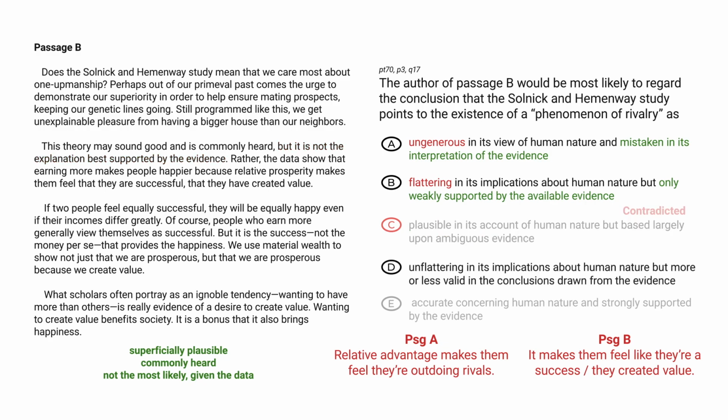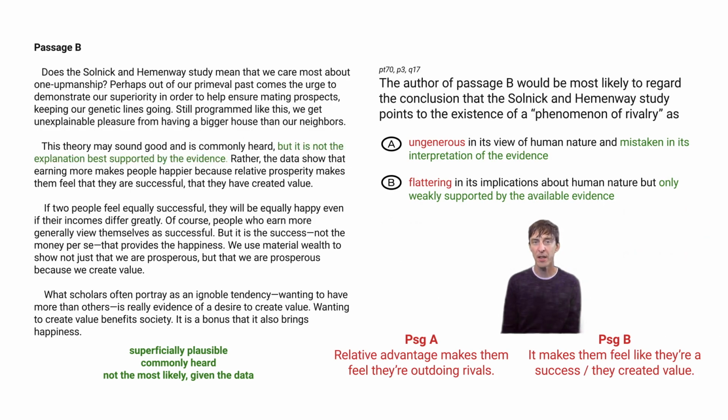Similarly, we could get rid of D because it is saying that passage A was more or less valid to think that this is about rivalry. That's the opposite of what we want. Passage B is saying it is not valid. And then similarly, it is not strongly supported by the evidence.